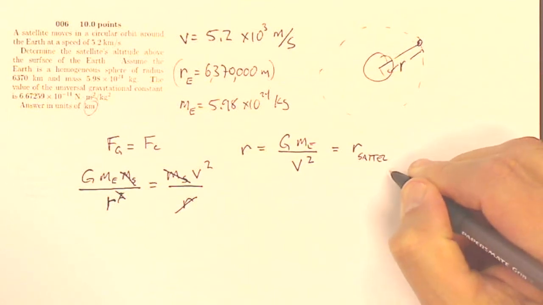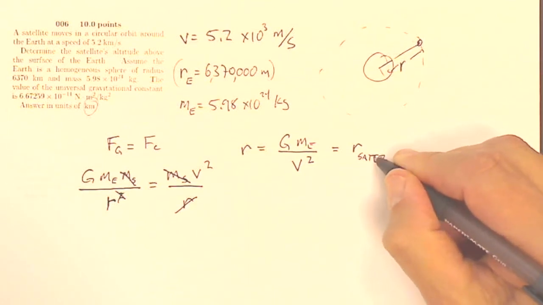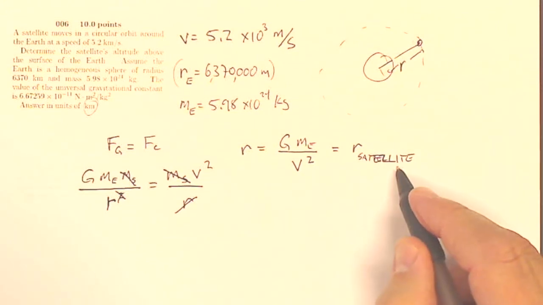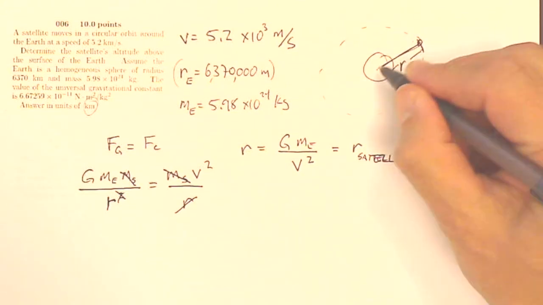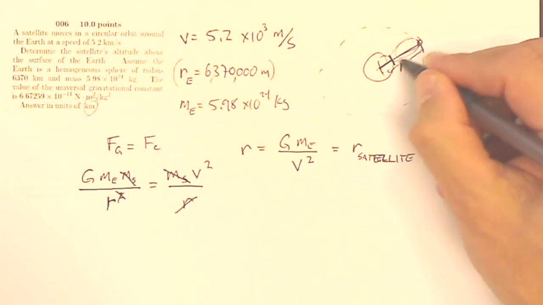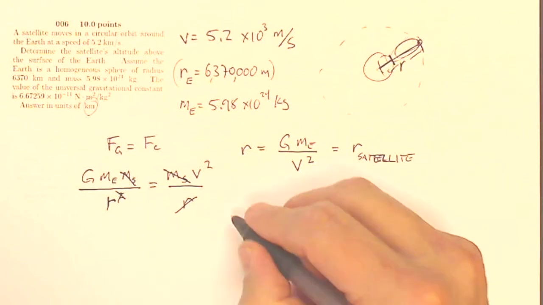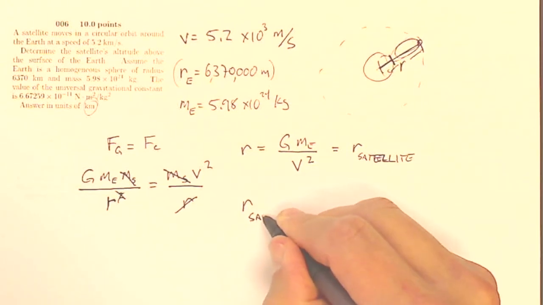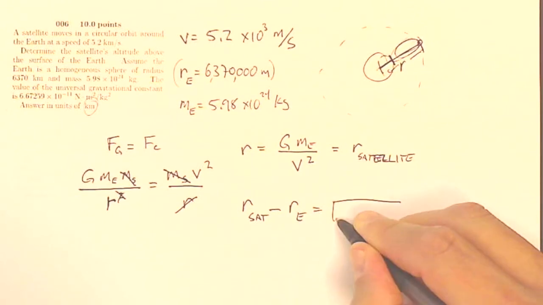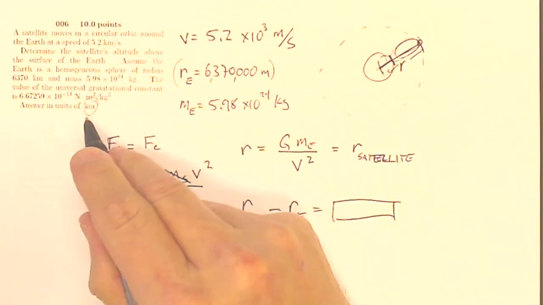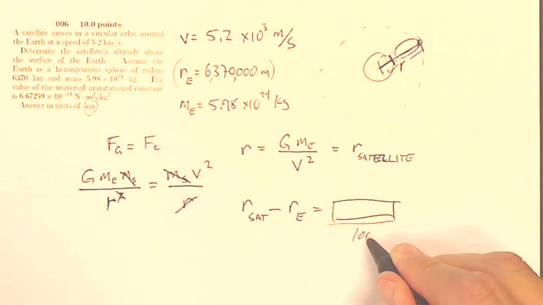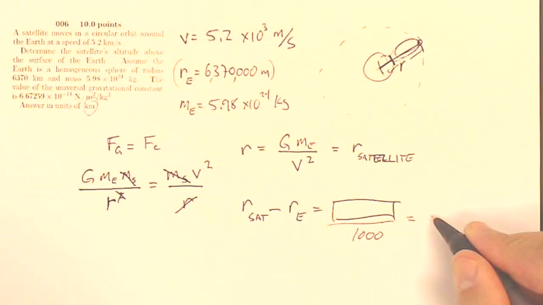That's not what it asks for. Sorry, satellite. So that's the radius of the satellite's orbit, but that's this whole thing. I've got to subtract from that the radius of the Earth in order to get the height above the Earth. So I'm going to take that r of the satellite, r sat, minus r Earth, which is going to equal the answer that I'm looking for. And don't forget, it says answer in kilometers, so we'll take whatever that is and divide it by 1,000 to get kilometers.